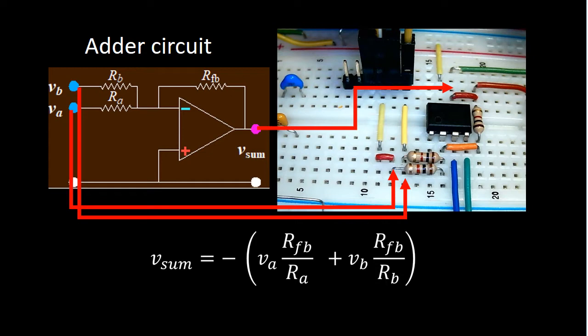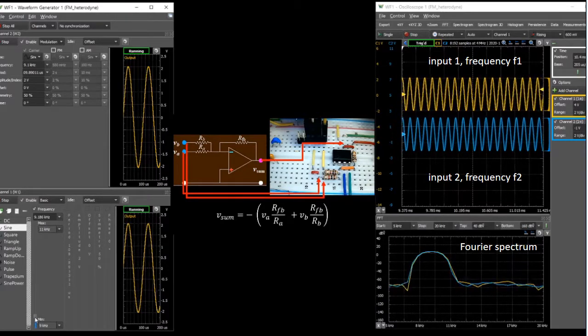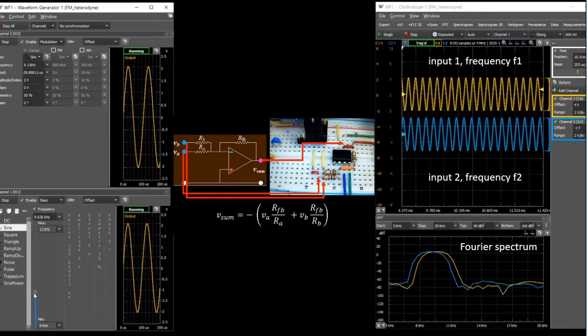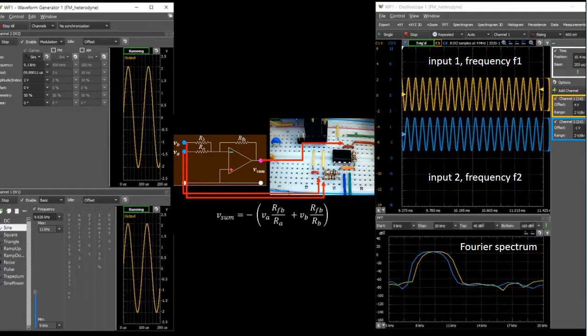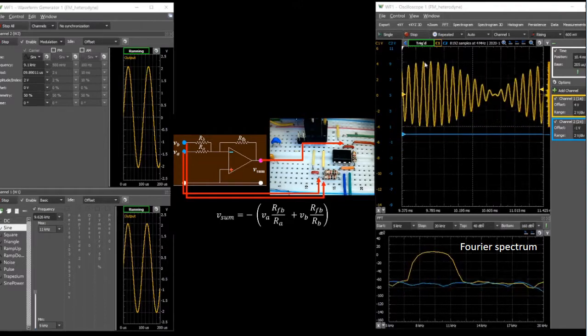The Lab 6 circuit that can be used for this demonstration is the adder as shown. It simply adds two signals together. The top graph shows the scope traces of two input signals. They start out with the same frequency. The Fourier spectrum at the bottom shows overlapped lines. The frequency of the second signal, blue, is varied, as evidenced in the Fourier spectrum, and the two peaks are no longer overlapped.